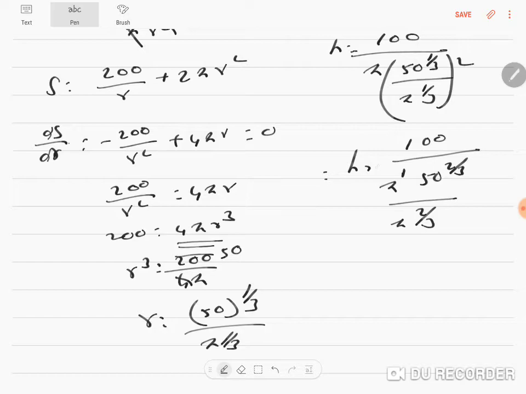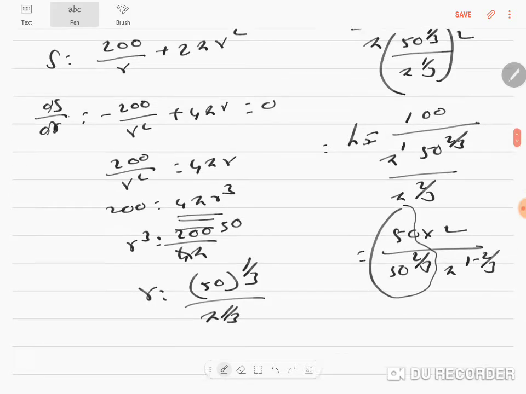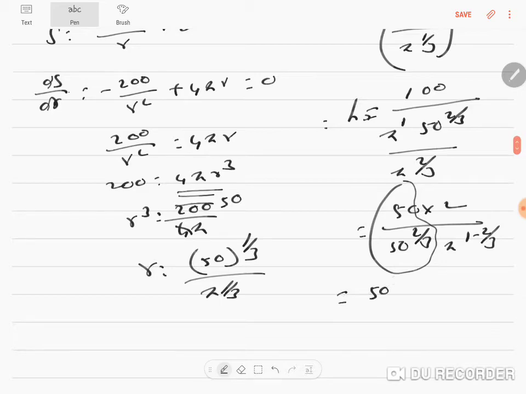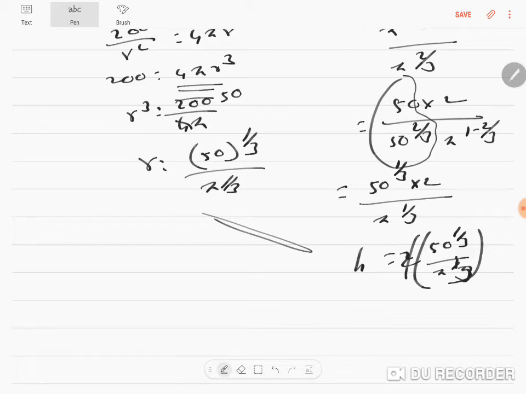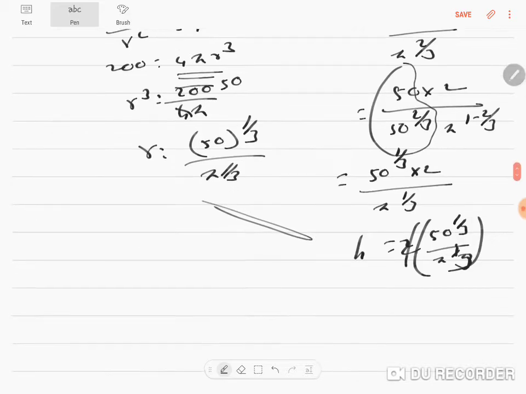Using exponents, h will be equal to, you can write this 100 as 50 into 2 by 50 to the power 2 by 3. So again I can use exponents in this, correct? Pi to the power 1 by pi to the power 2 by 3 is pi to the power 1 minus 2 by 3. So this is 50 to the power 1 minus 2 by 3, which is 1 by 3, into 2 by pi to the power 1 by 3. So 2 times 50 to the power 1 by 3 by pi to the power 1 by 3. This becomes my height. Therefore you understand that one is twice the other. Is that the question? Find the dimensions of the can. They only asked for dimensions, and we have found the dimensions.